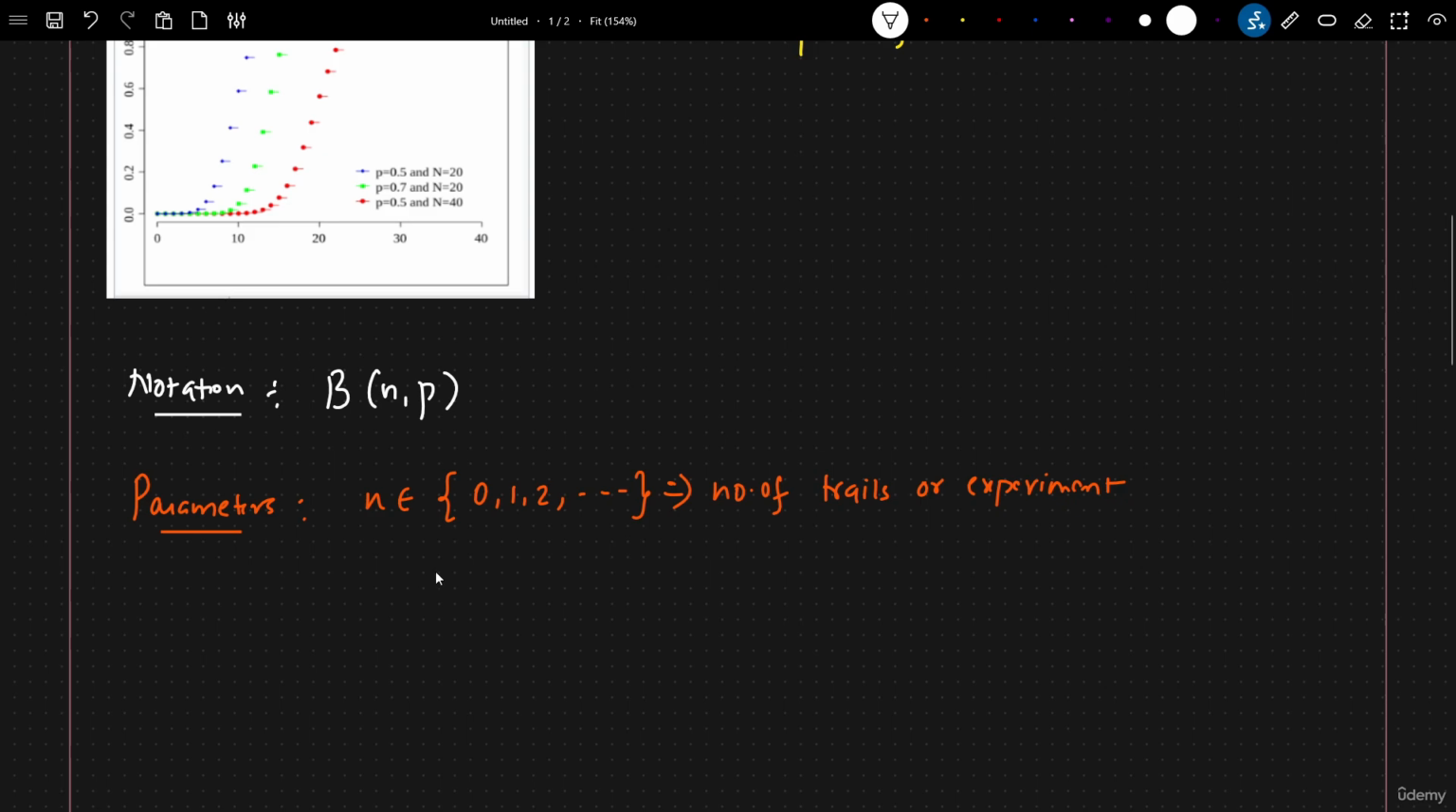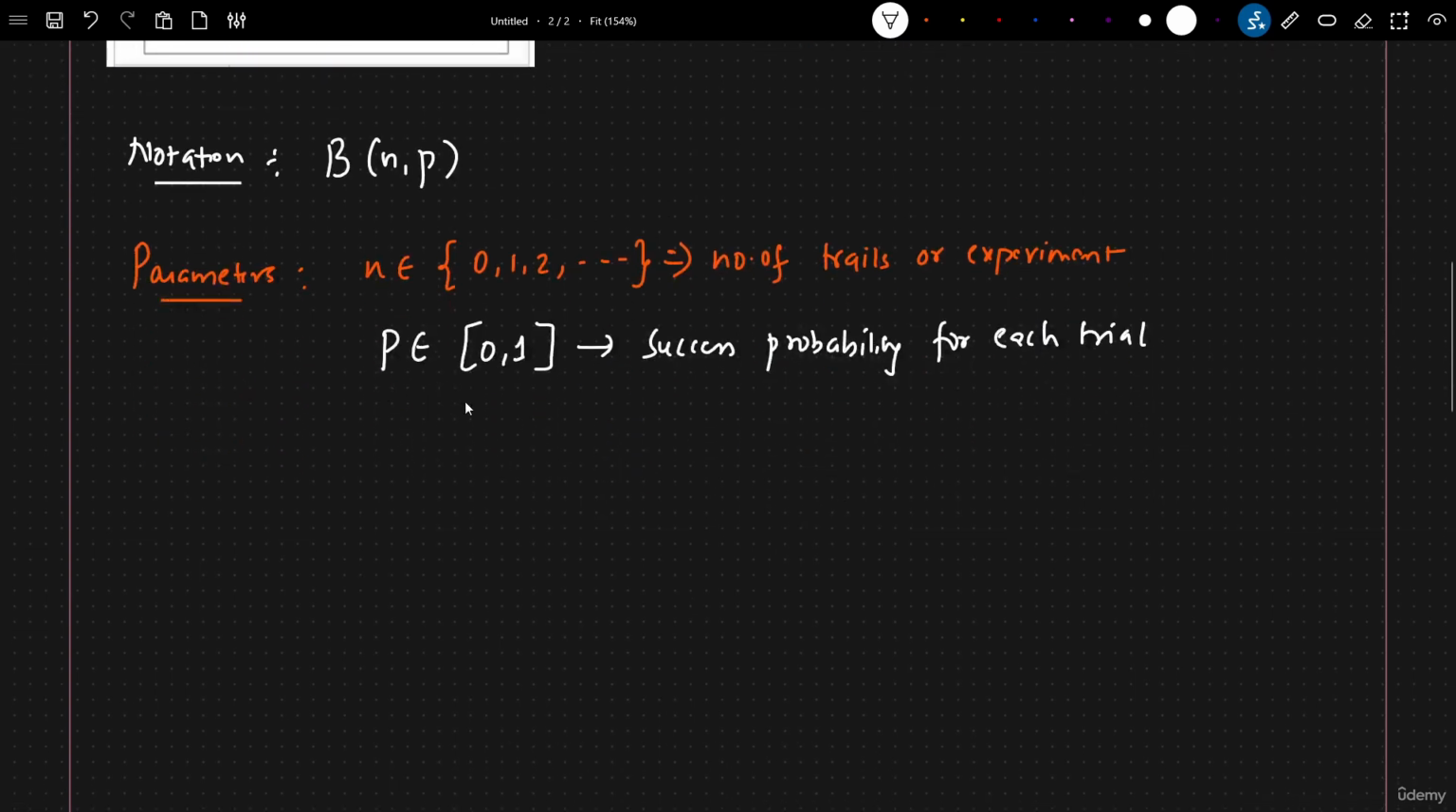Here, my p value belongs to [0, 1]. This is nothing but my success probability for each trial. It's like when I'm tossing a coin, every time I may get heads or tail, which I may denote as zeros or ones. Then if you know p is this, then q will be what?